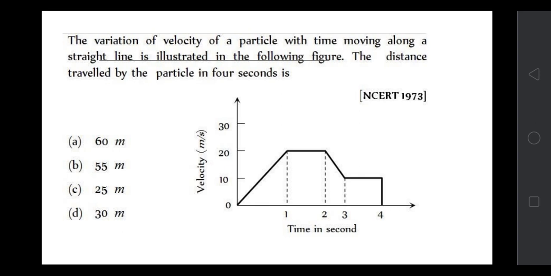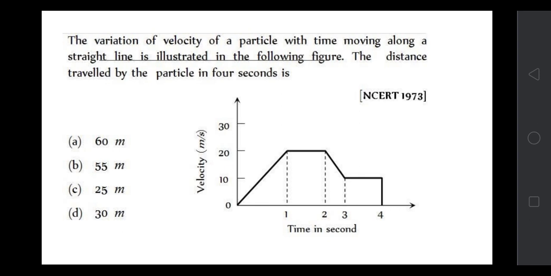What is important here is that in physics you have to understand the key terms in the question itself. So here, the variation of velocity of a particle, the physical terms are velocity and the variation of velocity with time. What is variation of velocity with time? You know that by definition acceleration is equal to velocity by time taken, right? So the variation of velocity of a particle with time is nothing but the acceleration. So the graph here denotes the acceleration, moving along a straight line.